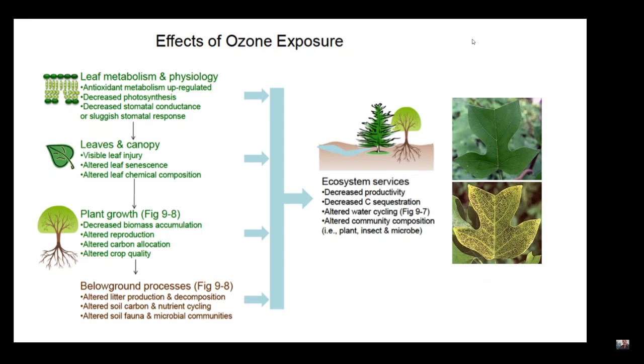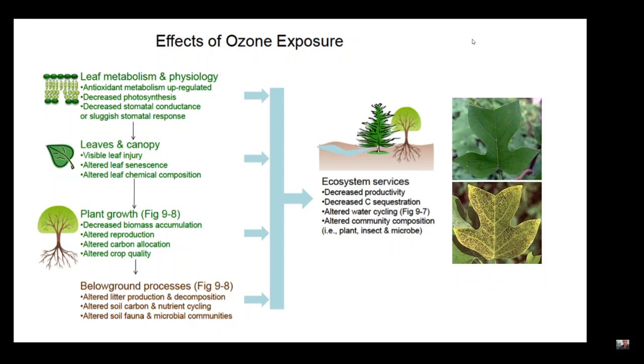Then through leaves and canopy, we have visible leaf injury, altered leaf senescence, and altered leaf chemical composition, right? So leaves start to deteriorate, and we see this brown coating on them. And then it really stunts plant growth: decreased biomass accumulation, altered reproduction, altered carbon allocation, and altered crop quality. So overall, the plant just suffers. Once you stop photosynthesis, it really stops the growth of the plant.